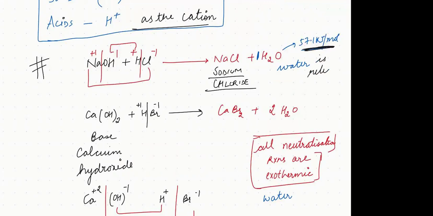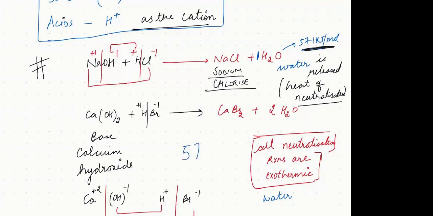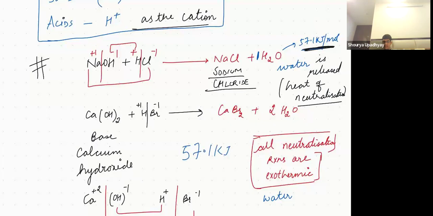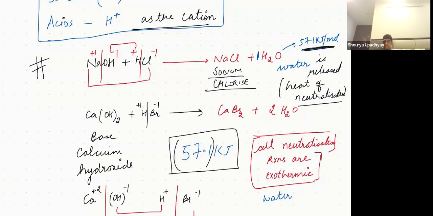This is the heat of neutralization. That means if you mix an acid and a base in a beaker, the beaker becomes warm, right? 57.1 kilojoules of heat is released. Did you understand? Yes, ma'am. Any doubts in this? No, ma'am. Are you sure? Yes, ma'am.